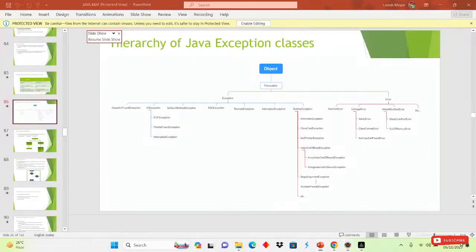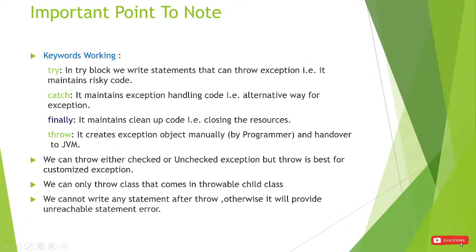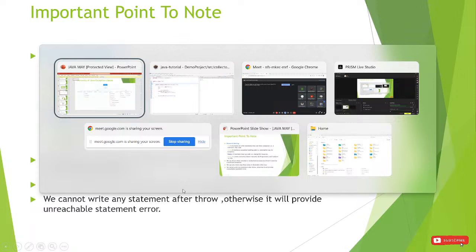For a customized exception we have to use the child class of Throwable. Okay, so this is the point: only a class that comes under the Throwable child classes can be thrown. So throw is just used to create an object, but it won't handle any exception. It will not handle the exception. It will just create an object and hand over that object to the JVM, and the JVM will then ask that method whether we are handling the exception or not, and we are handling the exception simply with the try and catch block. We are not handling with the throw keyword.